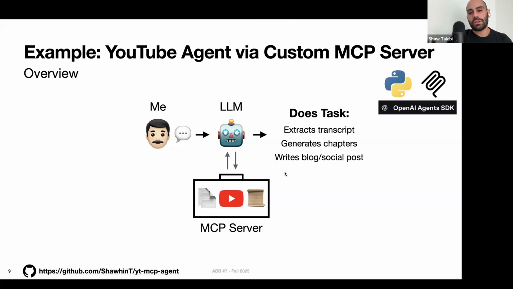The final result is that this agent will be able to do things like extract transcripts, write chapter timestamps and titles for different parts of the video, write blog posts, write social posts, and basically any arbitrary task that you might want to do based on a YouTube transcript. That's the high-level view of what we're trying to do. And I'm not just going to use any LLM here. I'm going to use GPT-5 using OpenAI's Agents SDK.